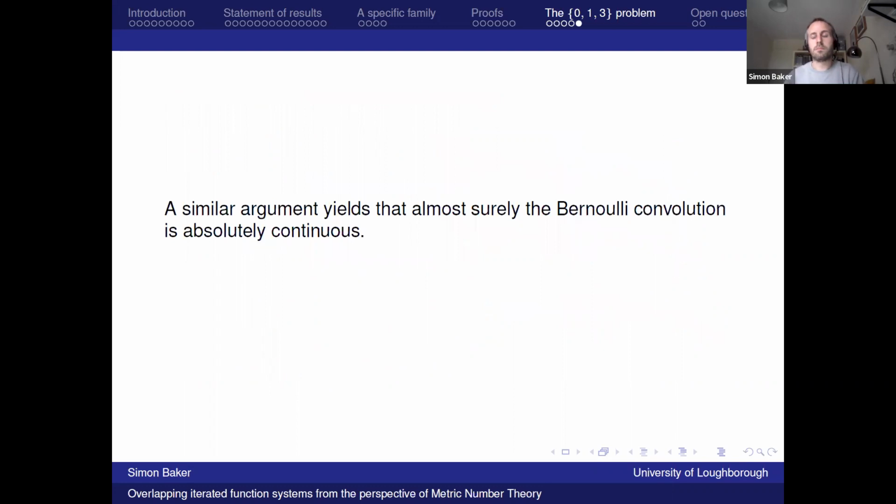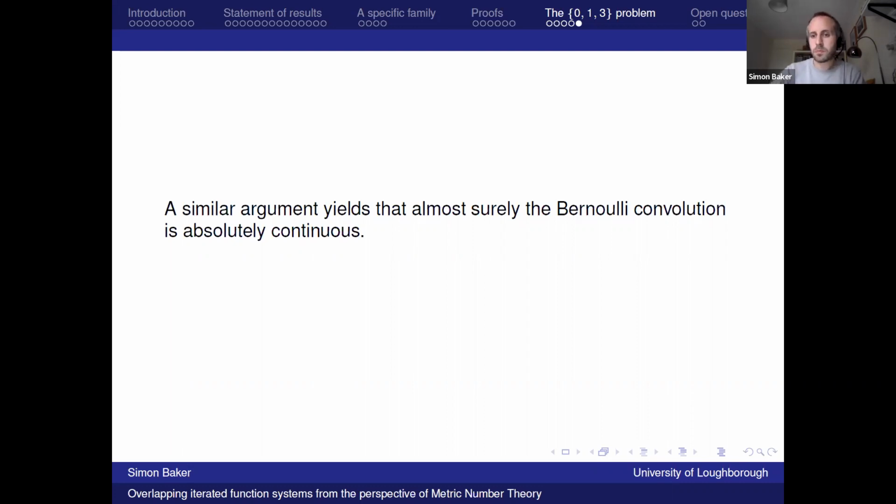And this is just a comment for some of the people who are a bit more well-versed in fractal geometry. We can also prove, using very similar ideas, that almost surely the Bernoulli convolution is absolutely continuous for Lebesgue almost every lambda between 1/2 and 1, which was proved in the same paper where this solution to the 013 problem was given.